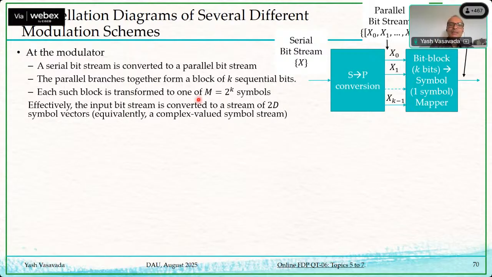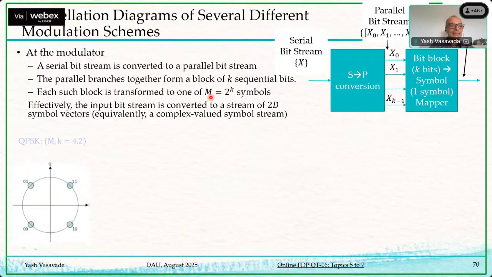Suppose capital M is 64. When M is 64, we will have 64 symbols. Every time we pick one of those 64 symbols to transmit, which means that out of all the bits that are coming in, we pick 6 bits. That 6-bit sequence will give us a unique number going from 0 to 63. And so we map that number to one of those 64 symbols.